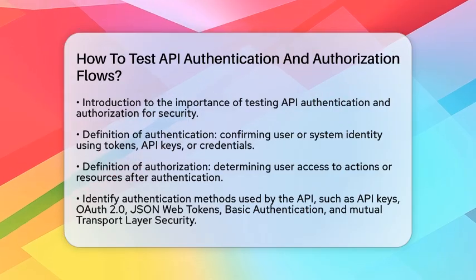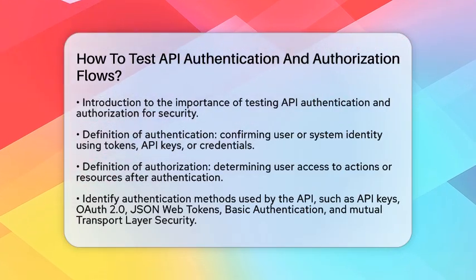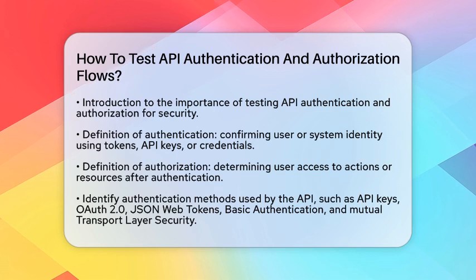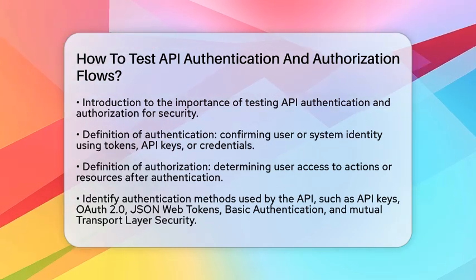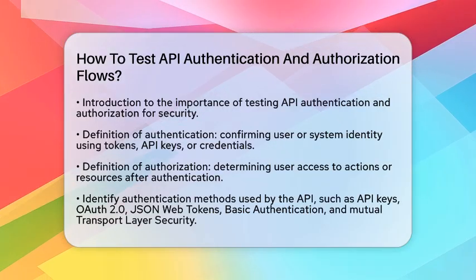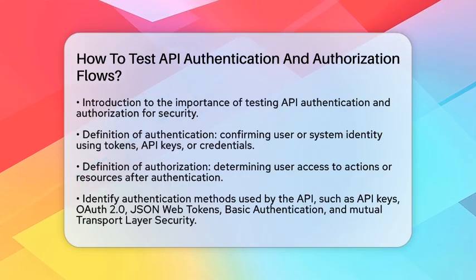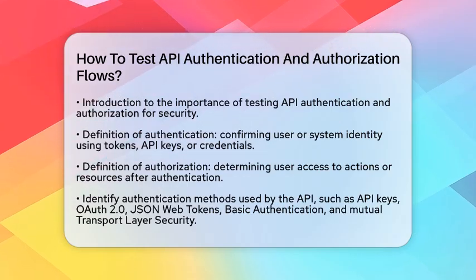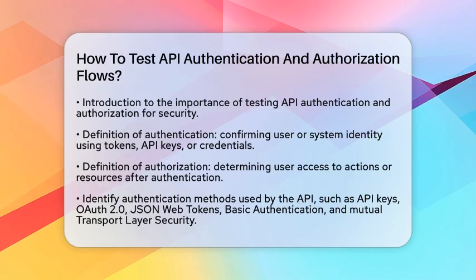First, let's clarify what we mean by authentication and authorization. Authentication is all about confirming the identity of the user or system trying to access the API. This is often done using tokens, API keys, or user credentials. On the other hand, authorization determines what actions or resources the authenticated user can access.